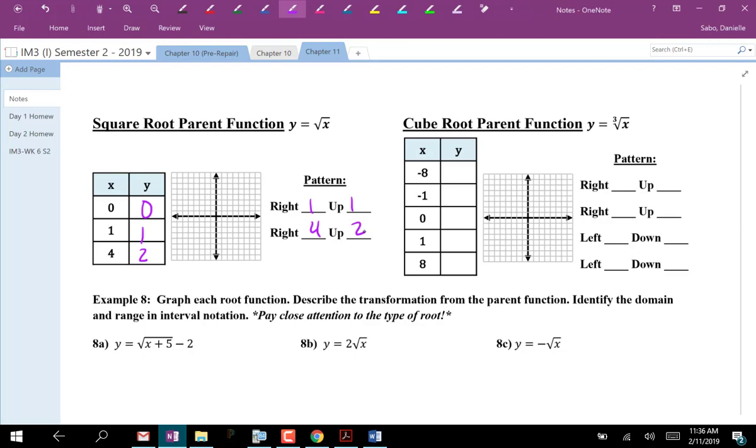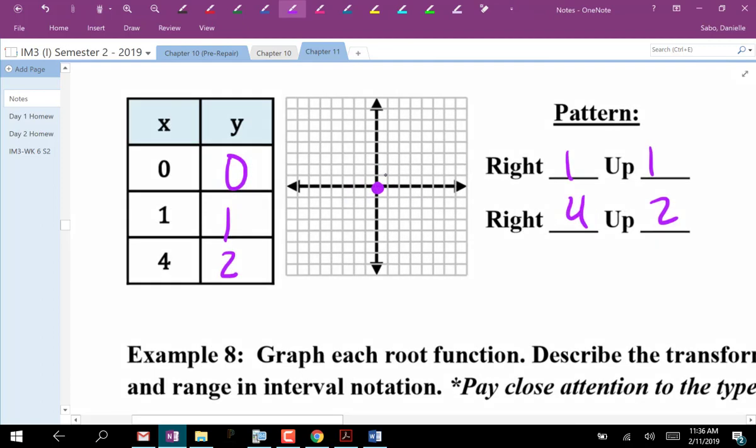Okay, so let's go ahead and graph it. So 0, 0. I'll zoom in here. 1, 1. And right 1, 2, 3, 4. Up 1, 2. And there we go. That's what a square root looks like, which you guys had experience looking at least. You've seen this graph before because we just did it in the past couple of days. We just didn't do anything with it. Okay?